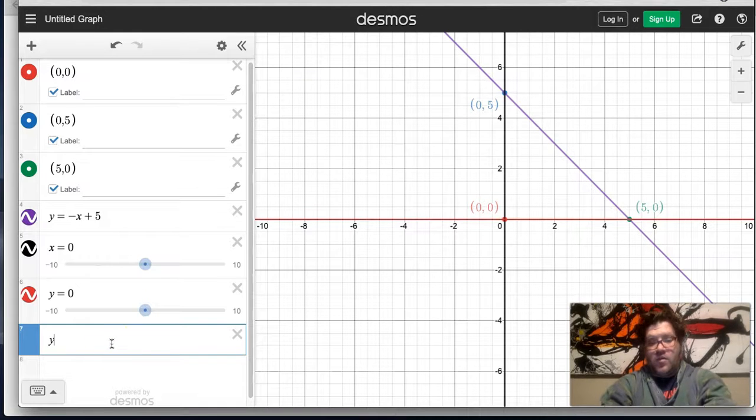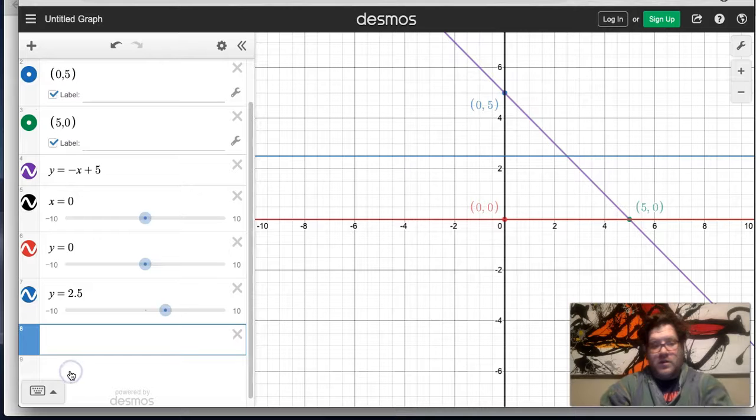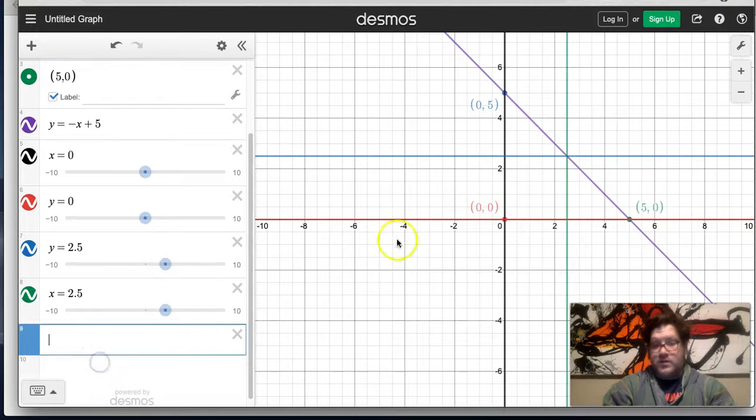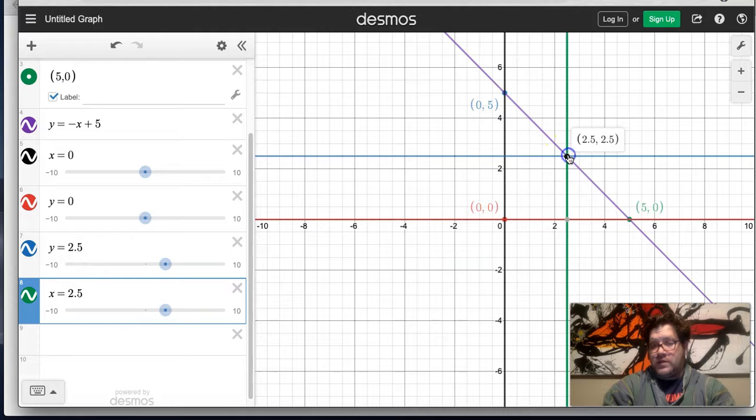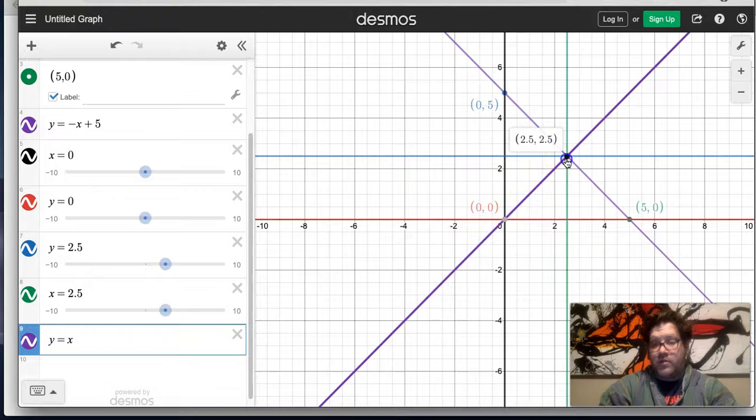So we've got y equals 2.5, okay? x equals 2.5, okay? So that's what we've got, right? We got that those two intersect at 2.5, 2.5. Now the trick is our third one should do it as well. y equals x, boom. All three of them intersect at 2.5, 2.5.